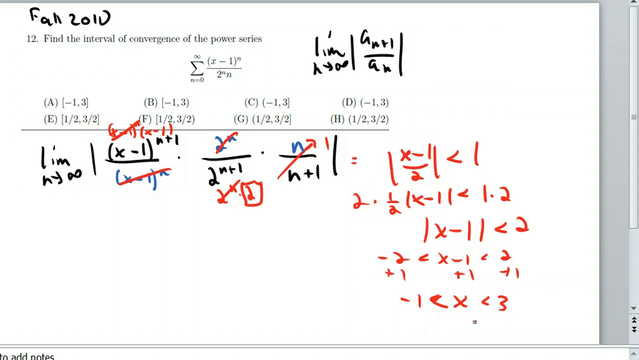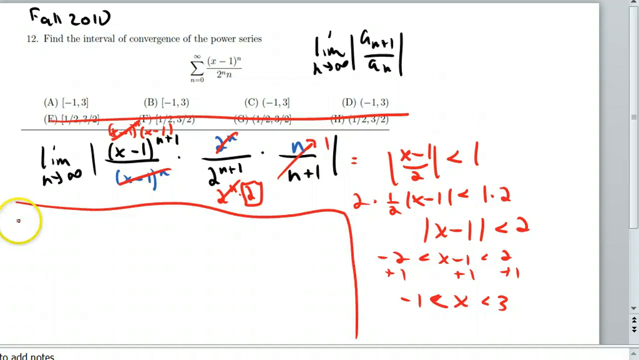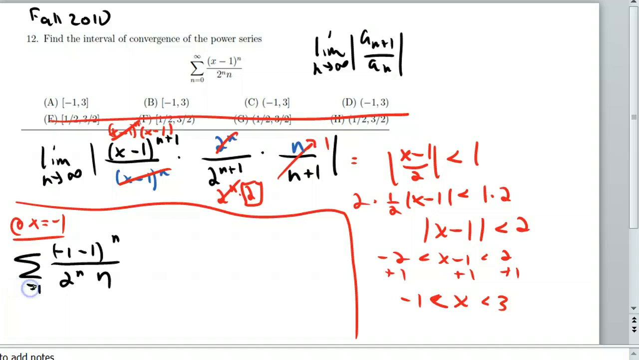We just need to check the endpoints. We can rule out half the answers. At negative 1, we plug in x equals negative 1 to our series. So we'll have negative 1 minus 1 to the n all over 2 to the n times n, as n goes from 0 to infinity.